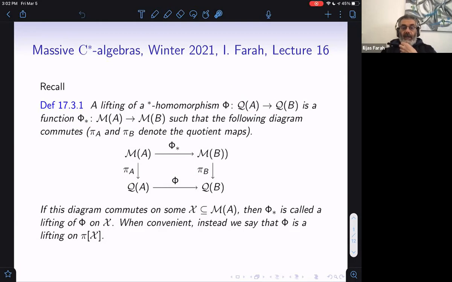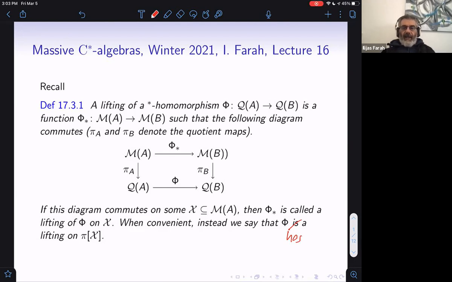Now, the axiom of choice implies that phi_* exists, you just need to choose a representative from each equivalence class. But the point is that we'll have to work hard to actually prove that there is a phi_* which is nice. Eventually, it's going to be just a conjugation by a partial isometry. But getting there, we'll have to do this in a few stages. And anyway, I see here there is a typo, not that phi is a lifting, but that phi has a lifting on P(X). All right.